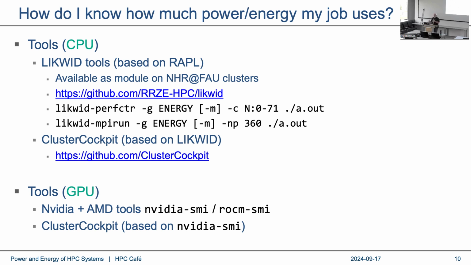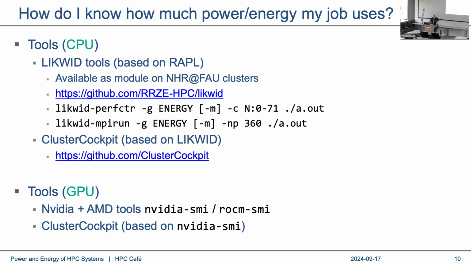Now, how do I know how much energy and power my job uses? There are a lot of tools that can give that information to you. I'm concentrating here on what's available here at NHR and FAU. For CPUs, there are lots of tools. Reading power information from CPUs was facilitated a lot by Intel about 15 years ago by introducing the RAPL interface. RAPL stands for Running Average Power Limit. It's actually a means of capping the power consumption of the CPU, but it can also be used for measuring the power and the energy of the CPU.